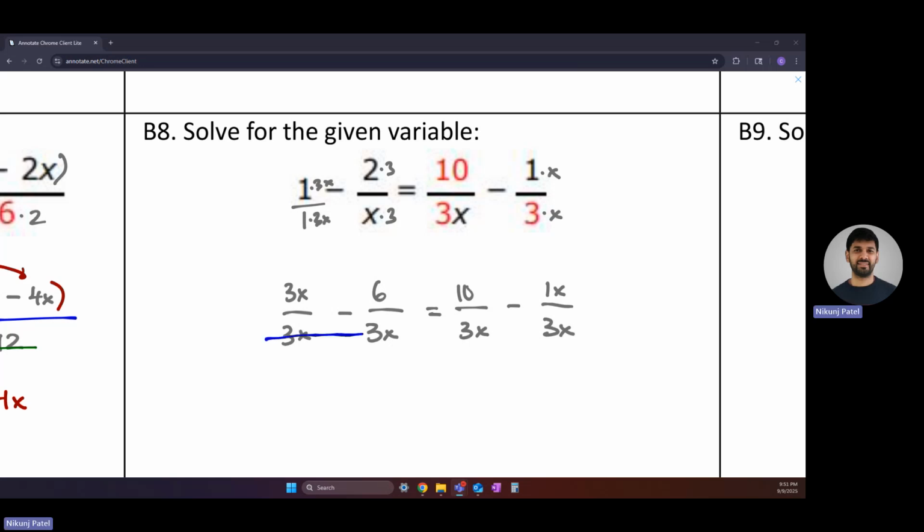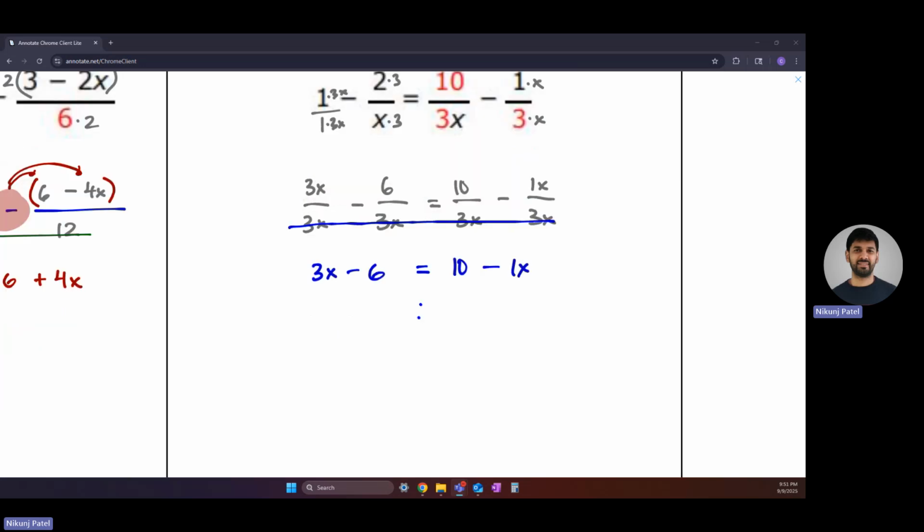Once we get these all four to match up, now we've got 3x minus 6 equals 10 minus 1x. And now see if you can take it from there. You should end up at x equals 4.